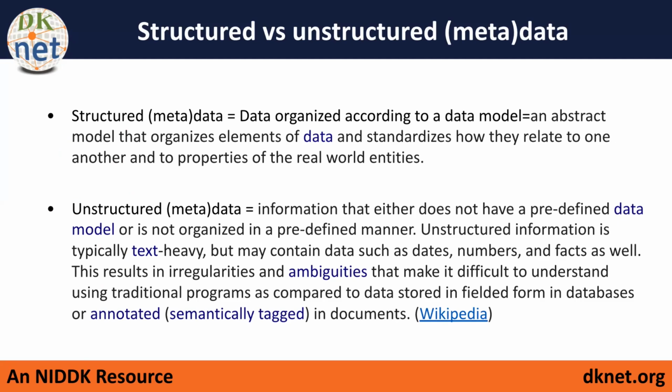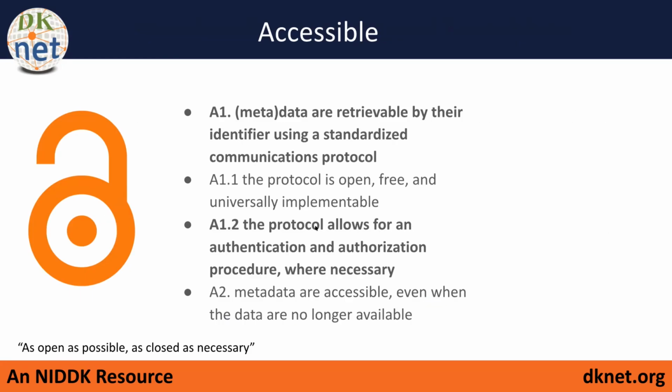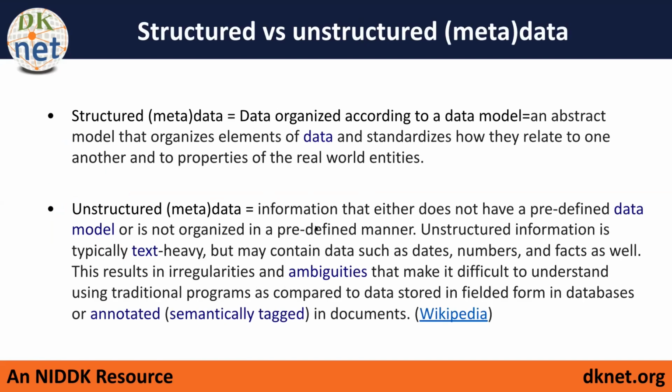So in order to understand that first one, however, which I'm going to spend a few minutes on, you need to understand the difference between structured and unstructured metadata, okay? This is a very important concept in computer science and understanding data. Structured data or structured metadata are data organized according to a data model, right? An abstract model that organizes the elements of data and standardizes how they relate to one another and to properties of real-world entities. Unstructured data or metadata is information that doesn't have a predefined data model or is not organized in a predefined manner. The classic example of unstructured data and metadata is just free text.